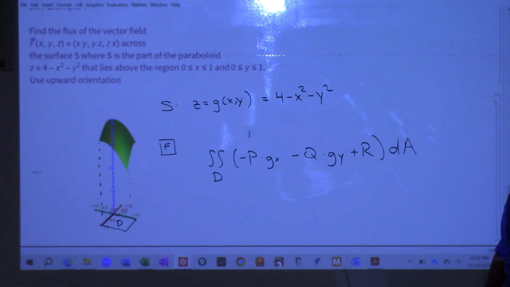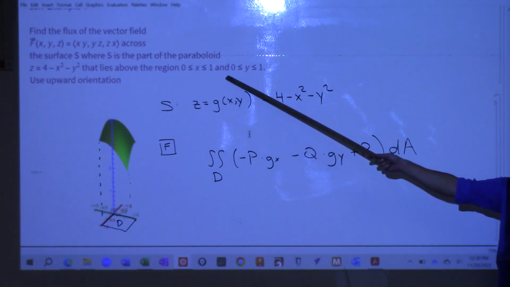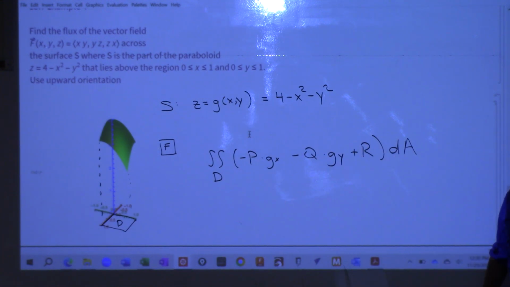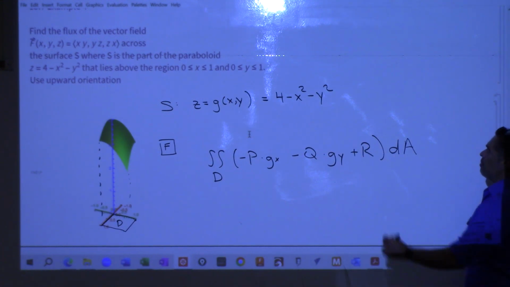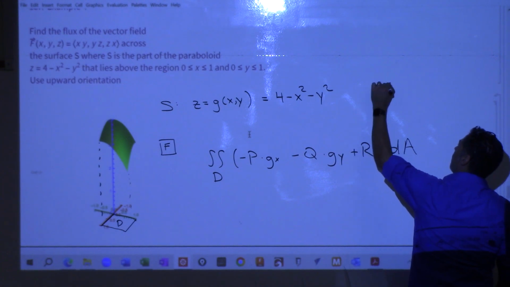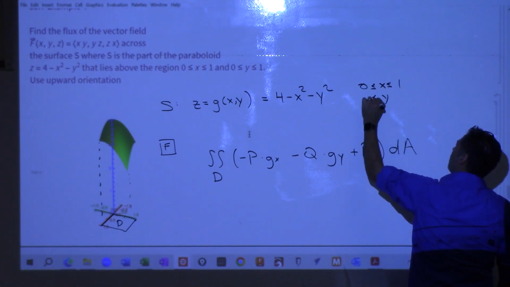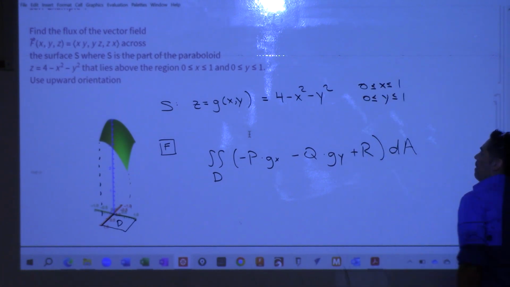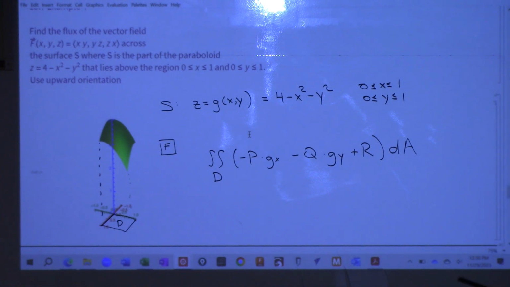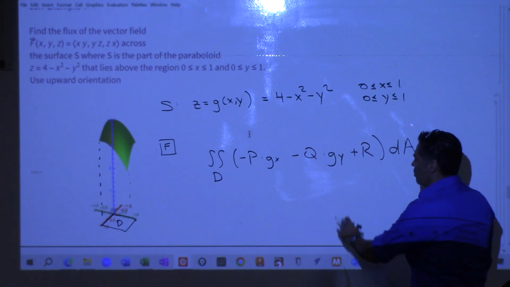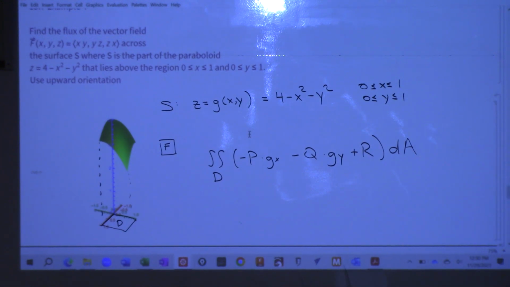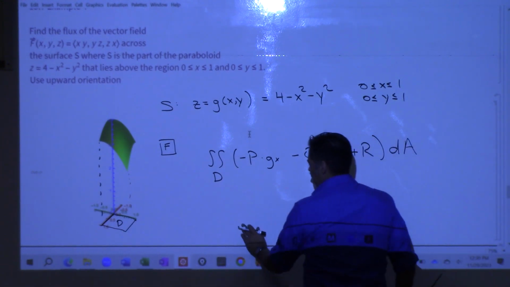What are our domain restrictions? We already have them, right? They're just handed to us. Thank you very much. They just gave it to us. So we know x is between 0 and 1, and y is between 0 and 1. And so I think we're ready to crank this thing out. Let's try it. Any questions? This will be our last one of the day.